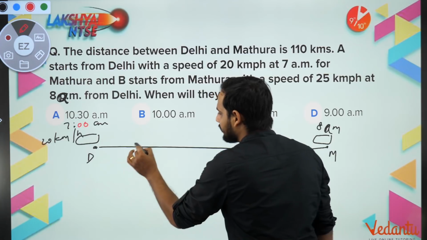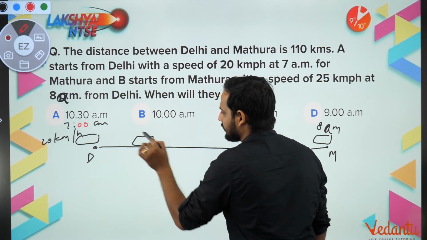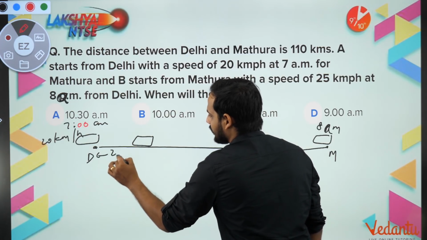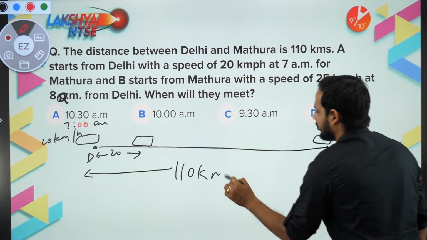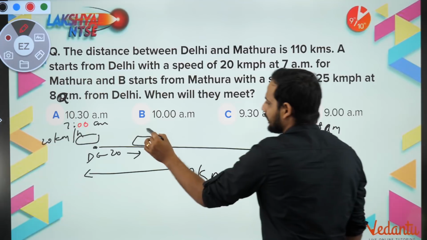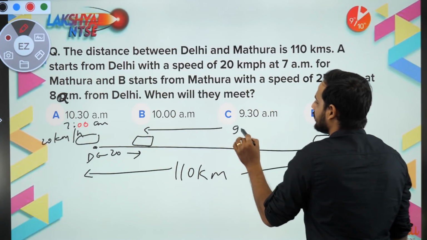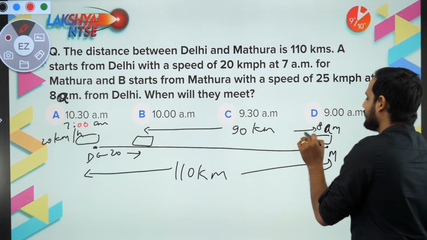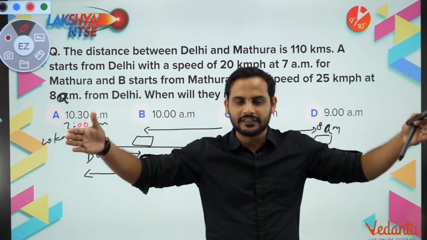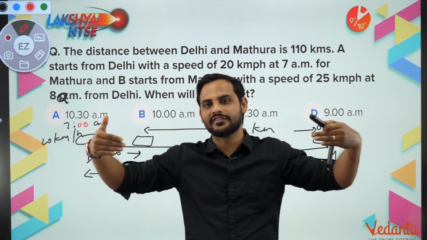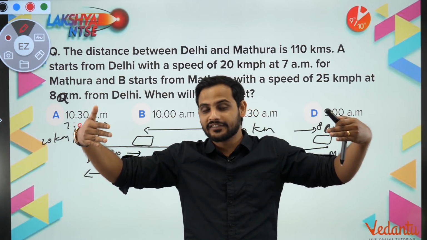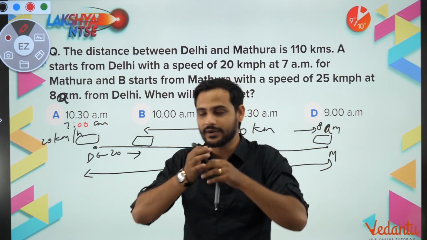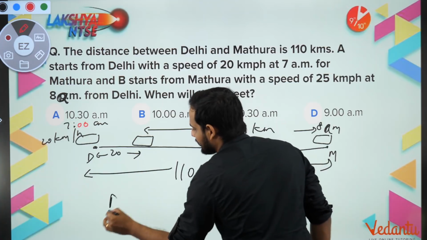So after 1 hour, this train will be somewhere here in between. Let us say it has covered 20 km. And from Delhi to Mathura, total distance is what? 110 km. So now the distance between them is only 90 km. So now isn't it the first case? Two trains 90 km apart moving towards each other. One is at 20, one is at 25 km per hour. So the relative speed will become 20 plus 25. Correct? Distance between them is 90.